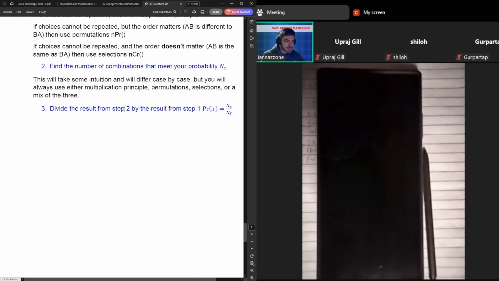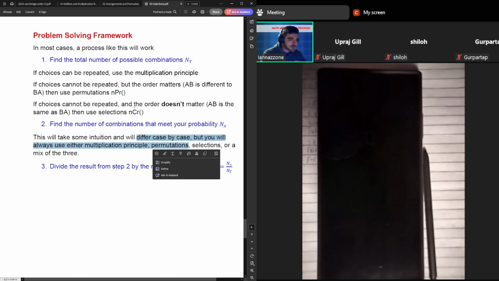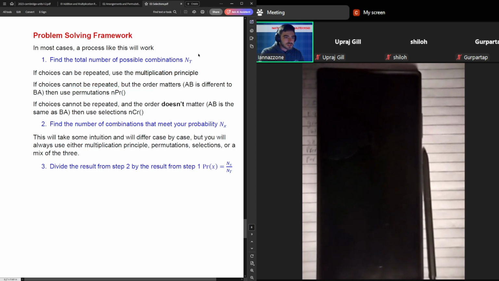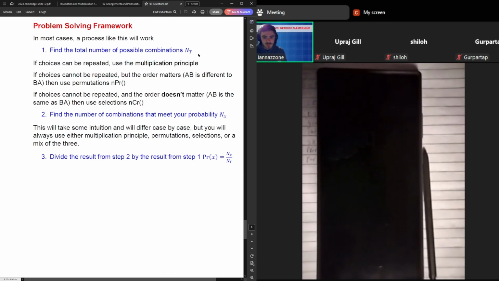And then step 3 is really easy. Once you have both of those numbers, you just divide them. You've got the number of combinations that meet your target probability, the number of total combinations, divide those two things.